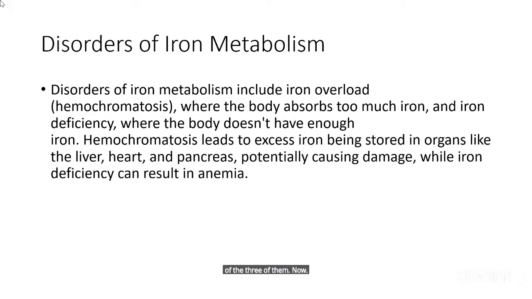Now, disorders of iron metabolism include iron overload, which we call hemochromatosis. Some people call it hematochromatosis. Either way, it is where the body absorbs too much iron, and iron deficiency, where the body doesn't have enough iron. Okay, hemochromatosis leads to excess iron being stored in organs like the liver, the heart, and the pancreas, potentially causing damage, while iron deficiency can result in anemia.